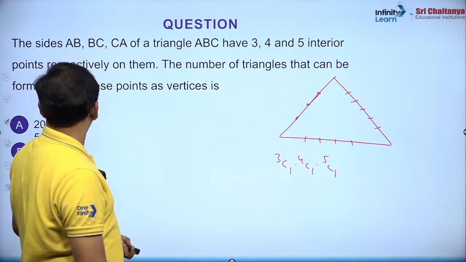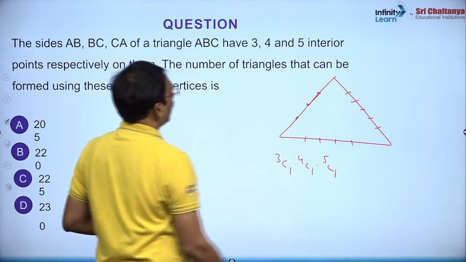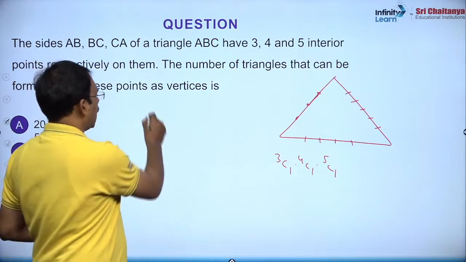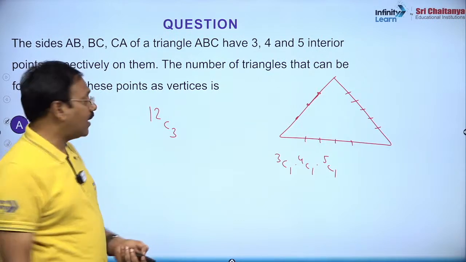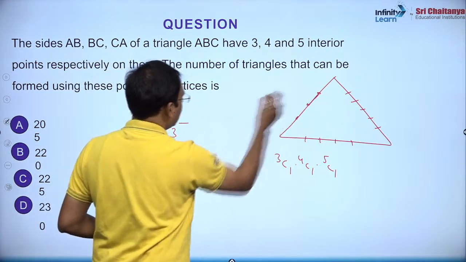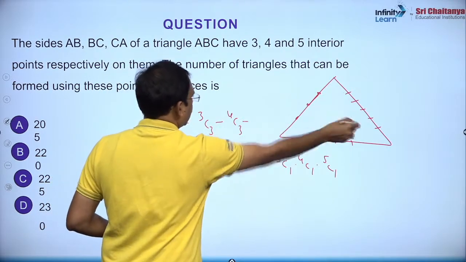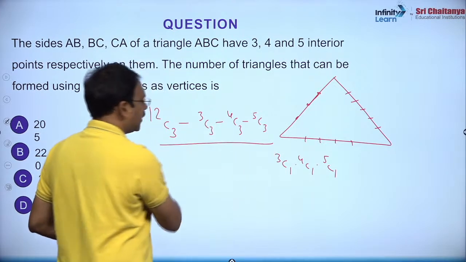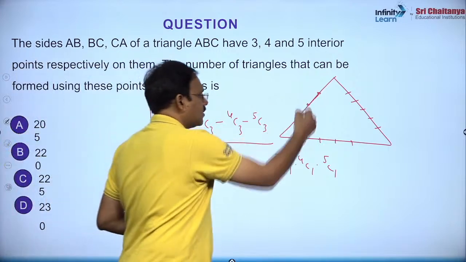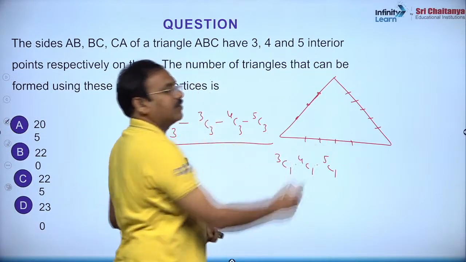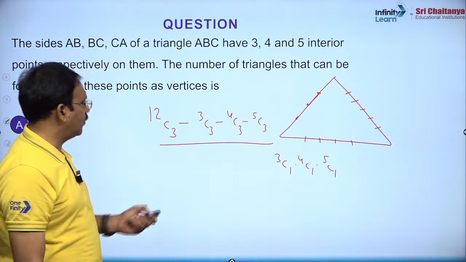Or else if I select 2 points here and 1 point here, then also we get a triangle. Or else you see simply 3, 4, 5, altogether 12 points. Out of 12, whenever you select 3 points, you will get a triangle. But if the 3 are from these 3, or these 4, or from these 5, you won't get a triangle. So total number of selections minus 3 from these 3, 3 from these 4, 3 from these 5, you can subtract. Rather than counting all these cases, you can do it like this.